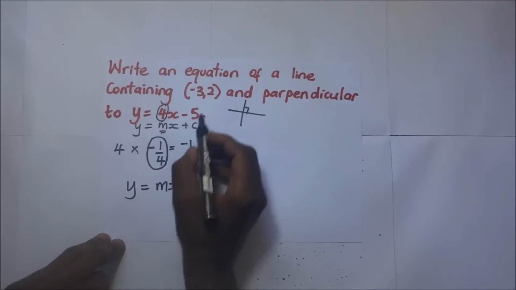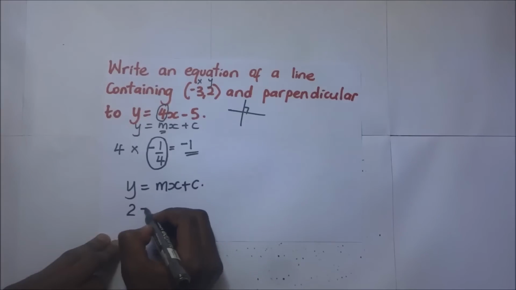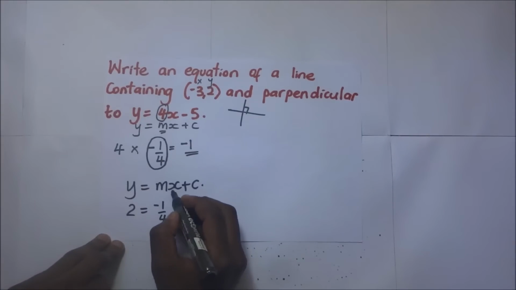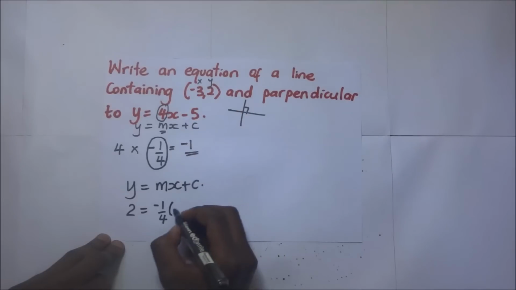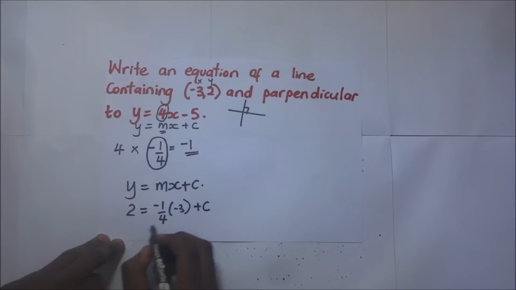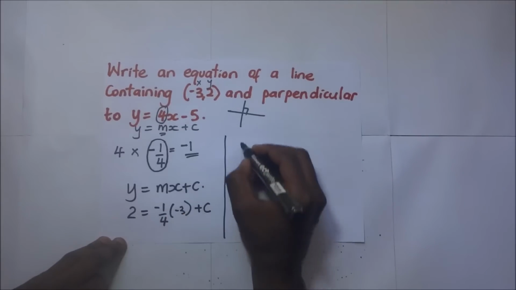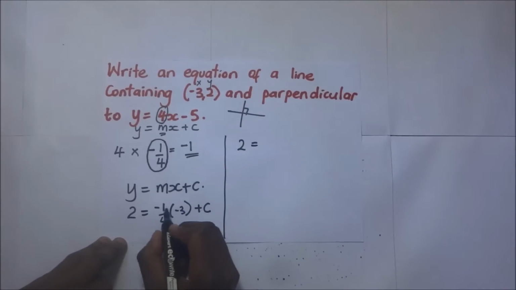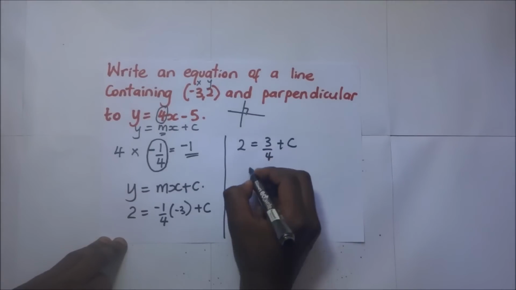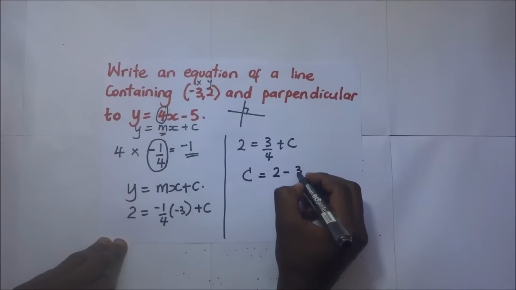Now what's the value of y? We have this as x, y, and our value of y is 2, so 2 is going to be equal to m, which is the gradient, -1/4, times our value of x, in this case -3, plus c. So we go ahead and find the value of c. So this becomes 2 is equal to -1 times -3, which is +3/4, plus c. Our value of c in that case is going to become 2 minus 3/4.